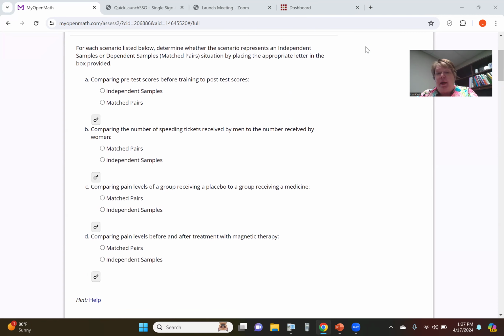are these matched pairs or are these independent samples? So we're comparing pre-test scores before training to post-test scores. That is data that is paired meaningfully. We're interested in, is there a difference in post as opposed to pre? So that is matched pairs.